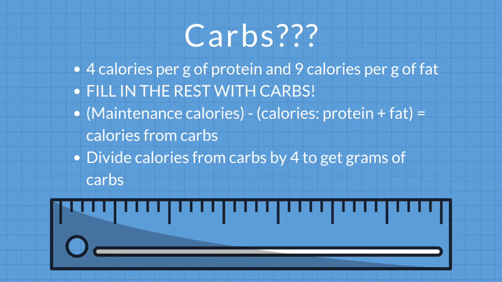So to round everything out, we'll be bringing our attention to carbohydrates. Now, I told you to remember that there are 4 calories per gram of protein and 9 calories per gram of fat that we are taking in. So what we need to do is calculate the calories from protein and fat and fill in the rest with carbohydrates. And it really boils down to a simple math equation.